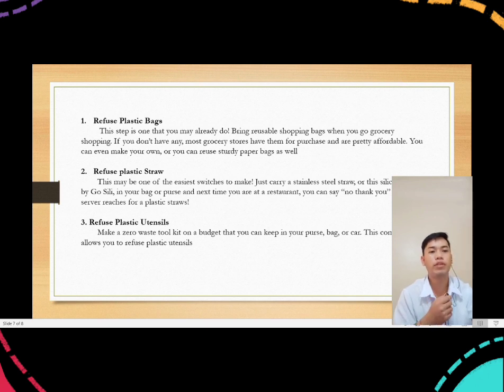Then number 2, refuse plastic straws. This may be one of the easiest switches to make. Just carry a stainless steel straw or a silicone straw. And 3 is refuse plastic utensils. Just make a zero waste toolkit on a budget that you can keep in your purse, bag or car. This compact kit also allows you to refuse plastic utensils.